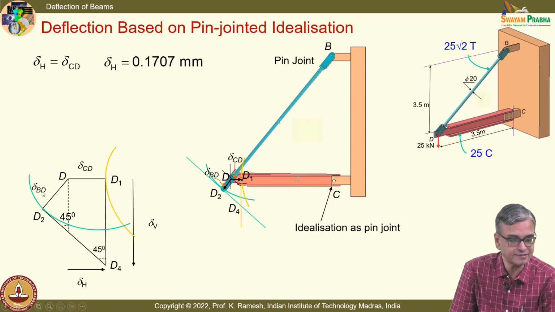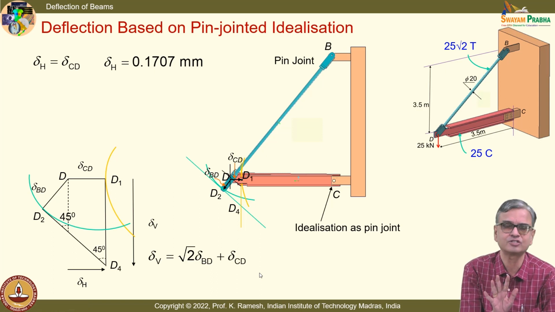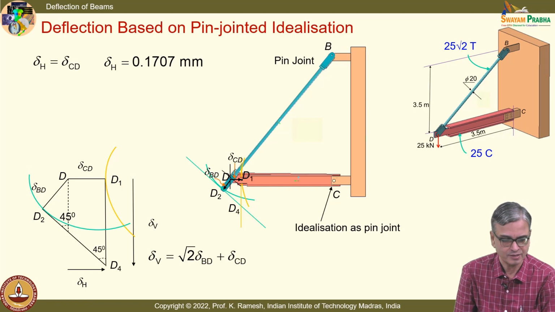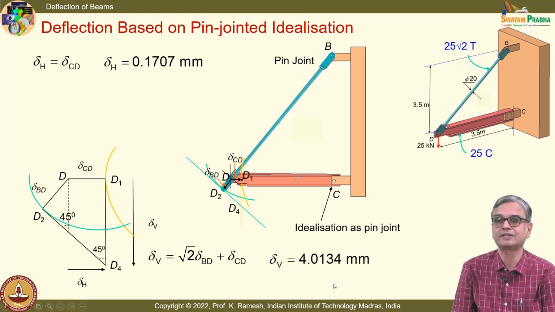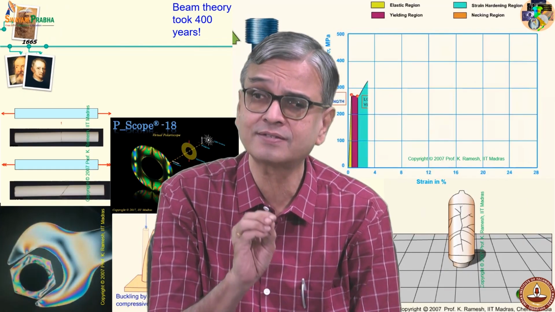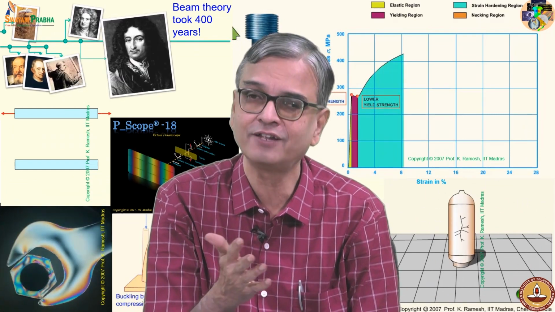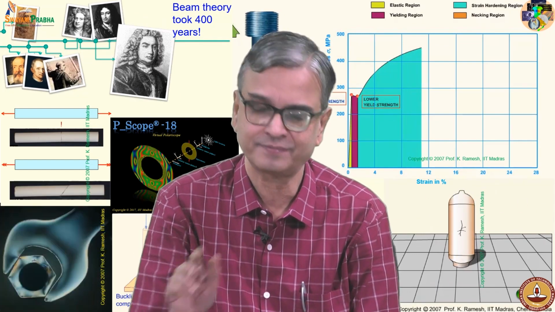So from the property of the triangle, I can say this as root 2 delta BD plus delta CD. Is the idea clear? I can easily calculate. It is simple geometry. There is no clumsiness involved. So if I substitute these quantities, I get delta V as 4.0134 millimeters, delta H as 0.1707 millimeter. This approach was quick, and if you visualize how the pin joint behaves, you have been able to calculate the deflections or deformations very comfortably.